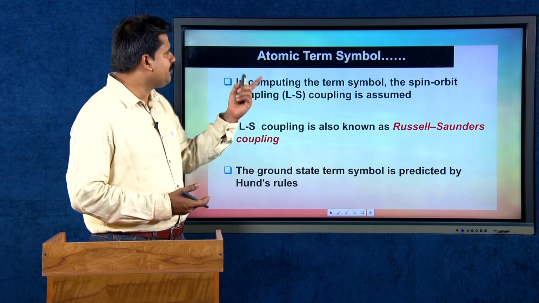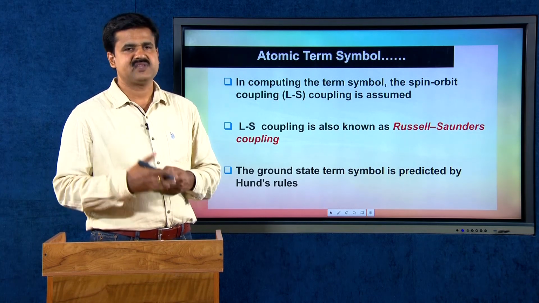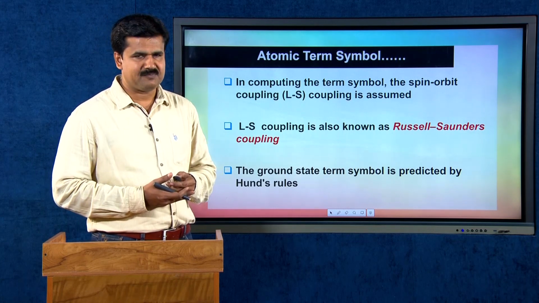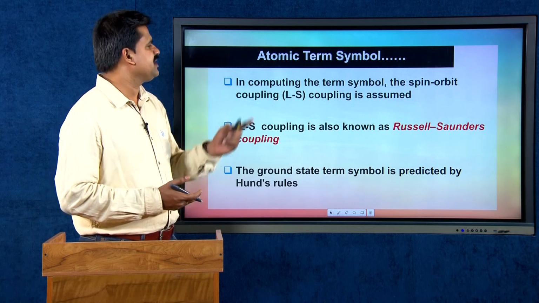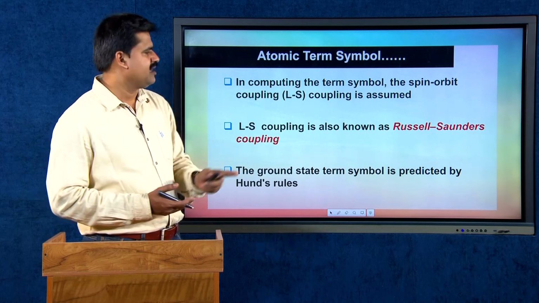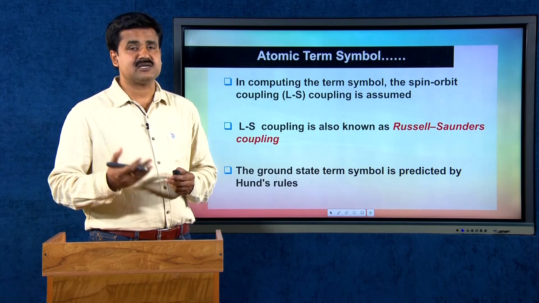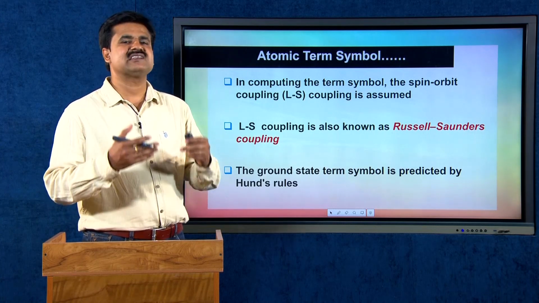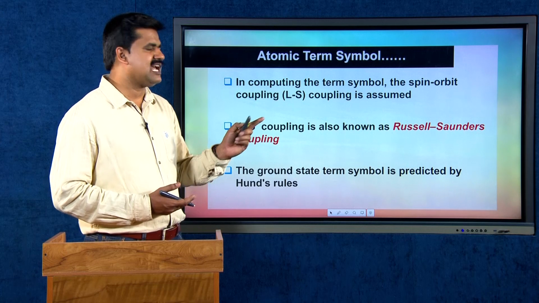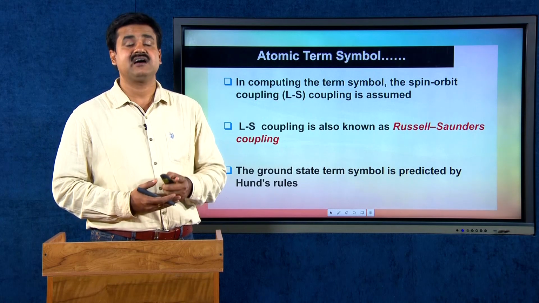Now, in computing the term symbol, the spin orbit coupling interaction is assumed. That means, there is a coupling between spin angular momentum and orbital angular momentum. That is denoted as LS coupling. This LS coupling is again known as Russell-Saunders coupling. In an atom, there may be the possibility for different terms or term symbols. However, there is one and only ground term symbol. The ground state term symbol can be predicted or determined by using a set of rules called Hund's rules.